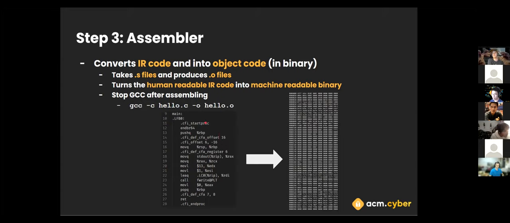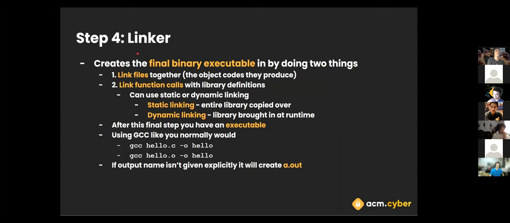This is what you'll do if you have many different source files, like .c or .cpp files: you compile them individually into .o files, and then link them all before you actually create the executable with the linker. The linker creates the final binary executable by doing two things: linking object files together, like I just said, and linking different function calls with library definitions. We can do either static or dynamic linking. I'm not really gonna get into this.